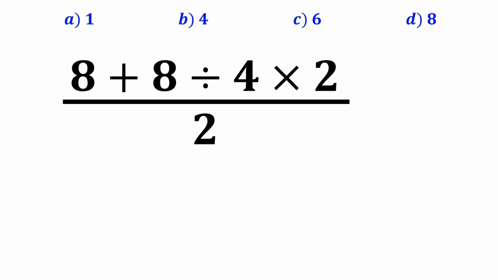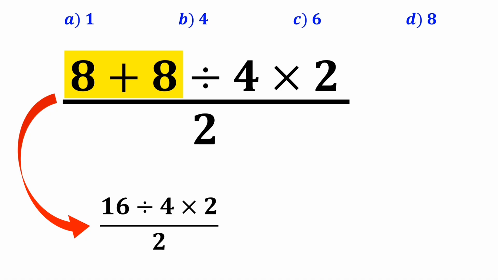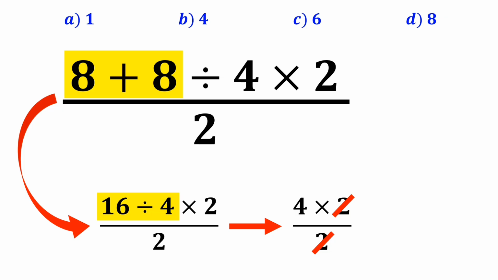In the first step to solve this question, many people go straight to the expression 8 plus 8 in the numerator of this fraction and replace the whole expression with 16 divided by 4 times 2 over 2. In the next step, they move on to the division between 16 and 4 and simplify the expression to 4 times 2 over 2. Then, they say the 2's in the numerator and denominator cancel each other out, and the final answer will be 4.